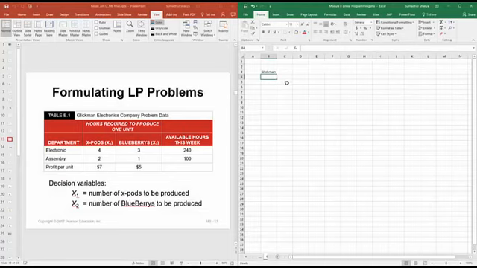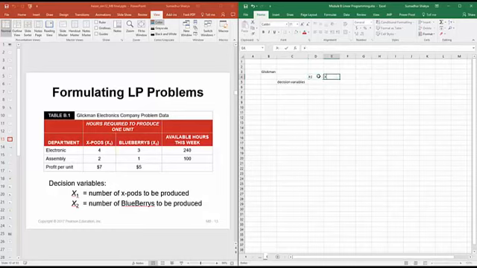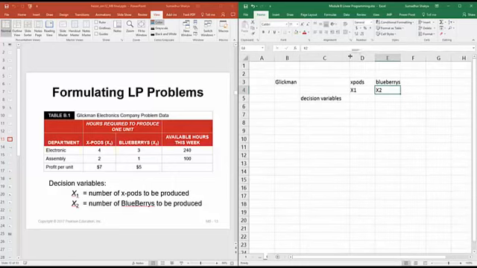So to keep things organized, the pattern that I use is to list the decision variables first. Decision variables in this case are, let's say, x1 and x2, wherein x1 represents the xpods and x2 represents the blueberries. Okay, now let me zoom in a little bit.